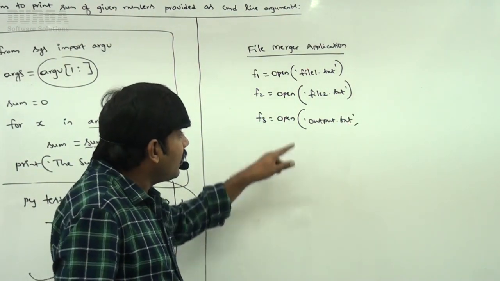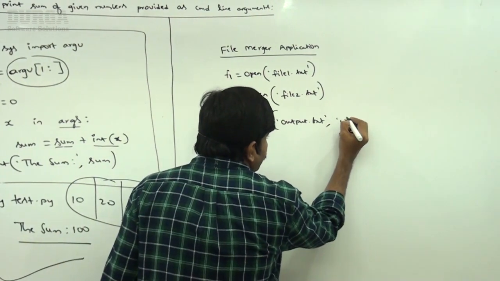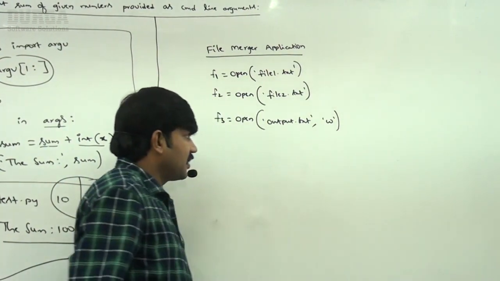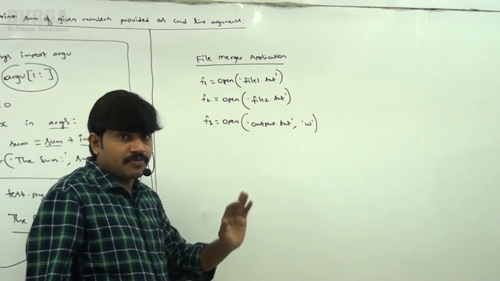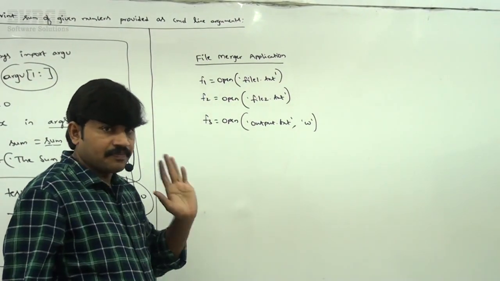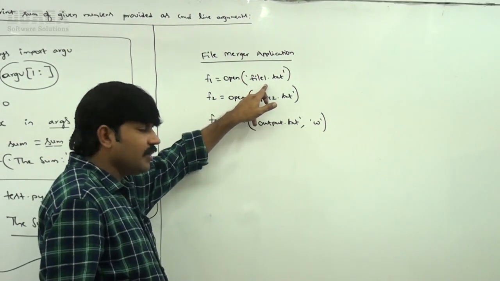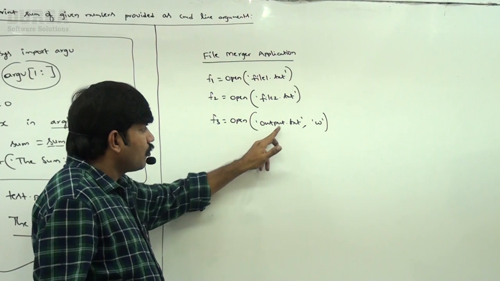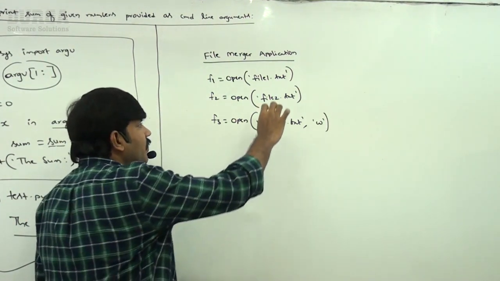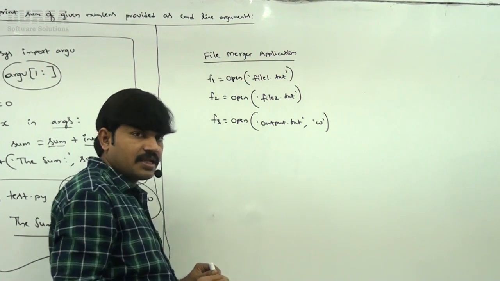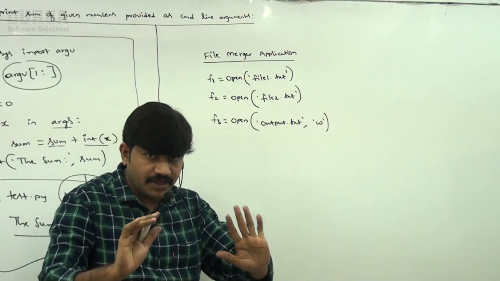Output.txt, but I want to write operation. Compulsory we have to specify the mode explicitly. W means what? Mode explicitly we require to specify, sir. Okay, F3 is ready. Now three files are there: file1.txt, file2.txt and output.txt. My job is to read the data from file1.txt and file2.txt and write that data to output.txt. This is my requirement, right?